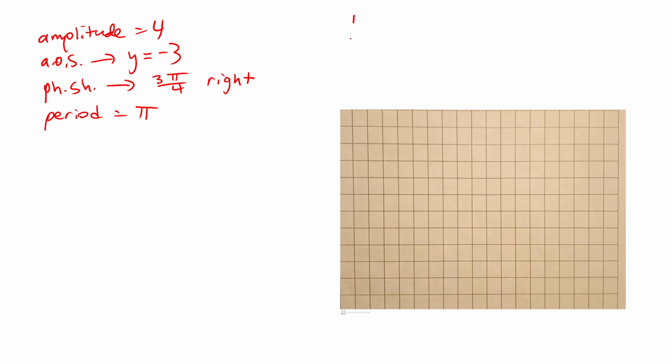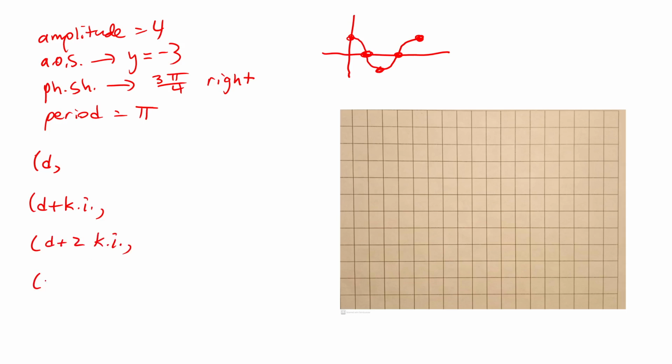Now, since it's positive cos, what we want to do is ask ourselves, what does a positive cos parent function look like? And it looks like this. So it's important to know what those parent functions each look like. Now that parent function has 5 key points. They all do. And the first point is going to have an x-coordinate of d. The second point is going to have an x-coordinate of d plus a key interval. The third point is d plus 2 key intervals. The fourth point is d plus 3 key intervals. And finally, that last point will be d plus 4 key intervals, or in other words, d plus a period.